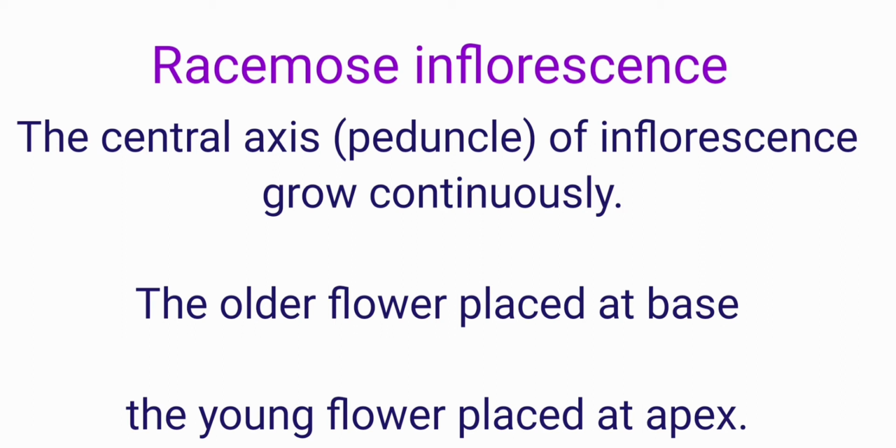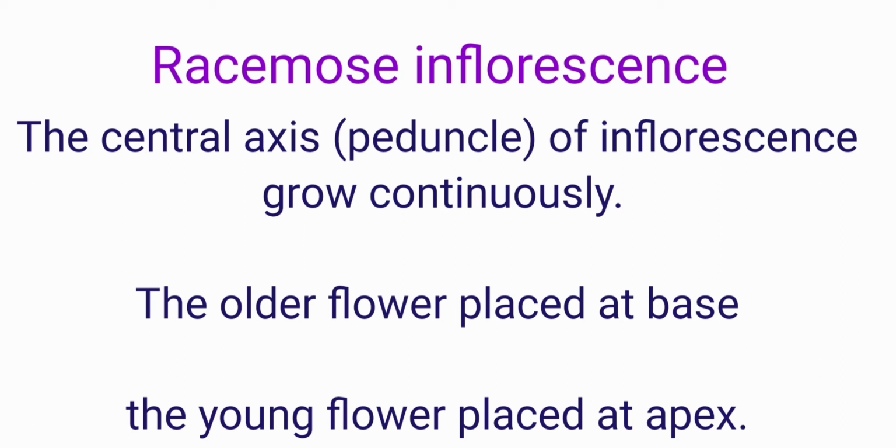Here, the central axis of the inflorescence, that is the peduncle, possesses a terminal bud which is capable of growing continuously and producing lateral flowers. This is called racemose inflorescence. That is, the stalk which bears the group of flowers has the potential to grow continuously.